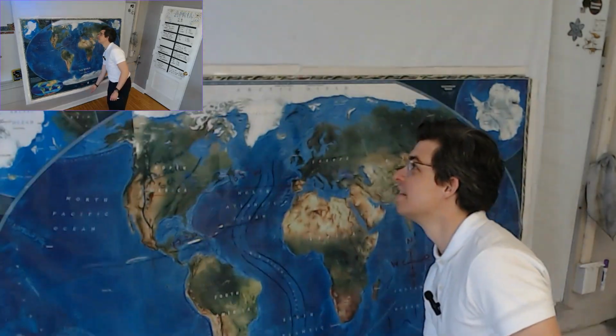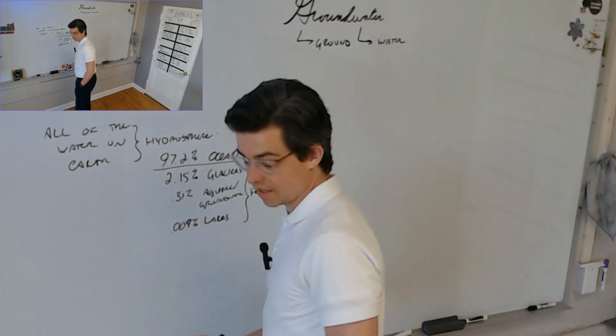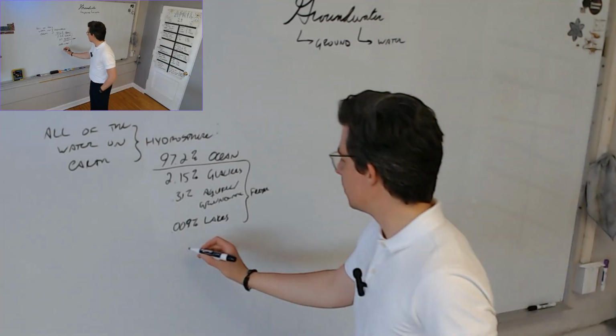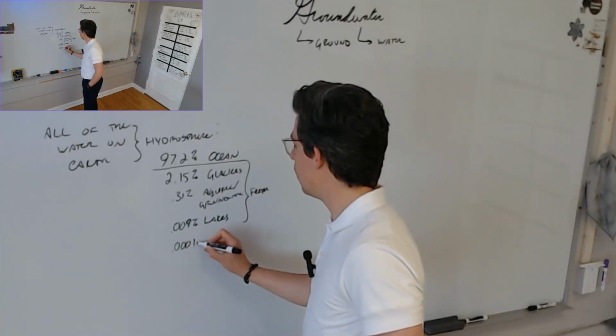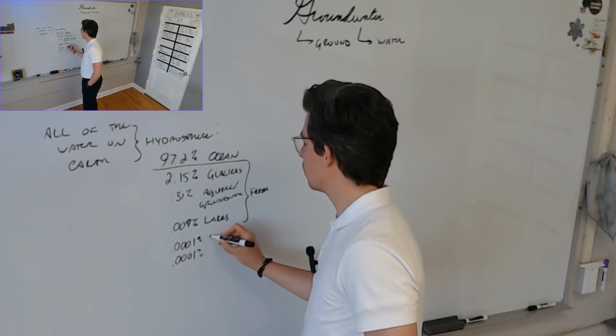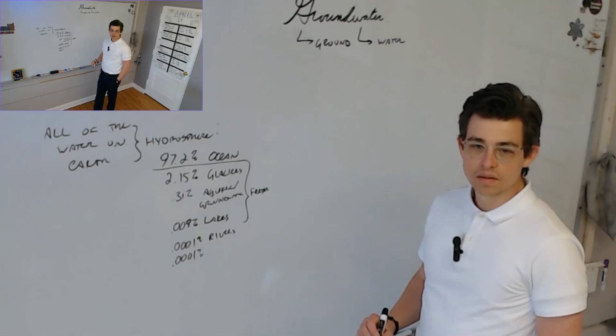Oh. There she goes. Okay, don't worry about it. The next one, these two are about tied, 0.0001% and 0.0001%. Rivers, and then where's the rest of it in the hydrosphere? In the atmosphere.